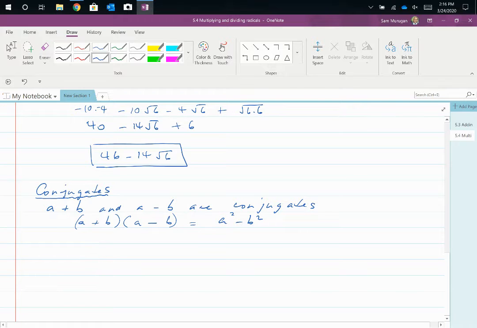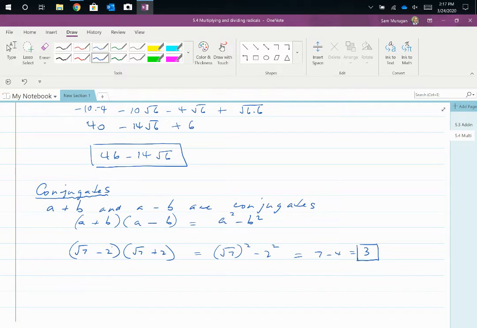And what's interesting here is that if we were to take, say, the square root of 7 minus 2 times square root of 7 plus 2, this is simply the square root of 7 squared minus 2 squared. And if you square a square root, the square root sign goes away. So this is 7 minus 4, which is equal to 3. So multiplying a pair of conjugates in radicals yields a number that does not have a radical expression. In this case, we got 3.